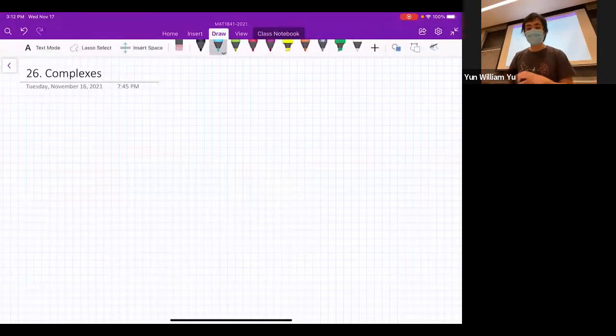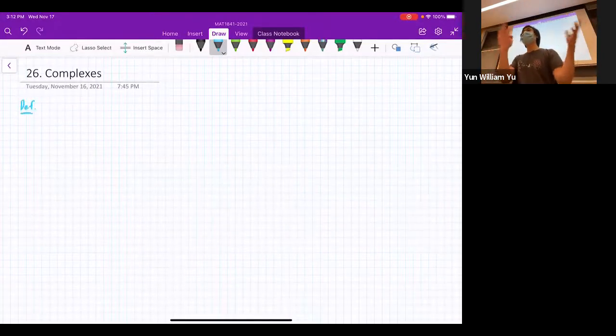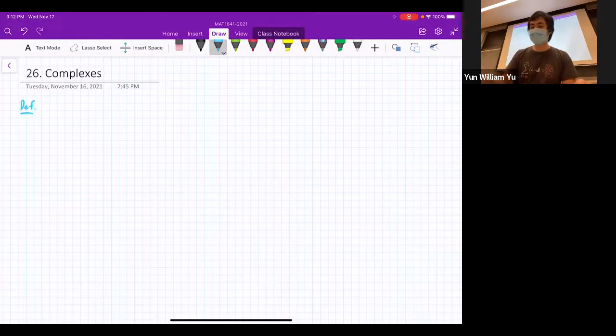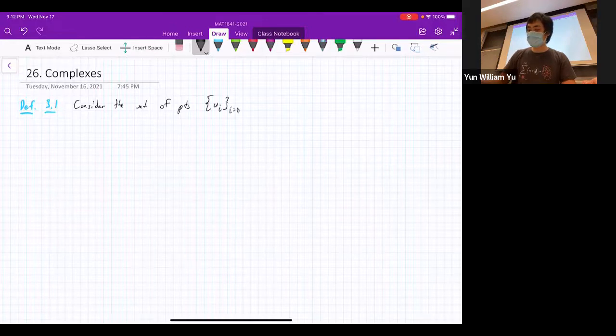We'll just start with some basics, by defining combinations of points. We're going to start a little bit more geometrically, and then we're going to move over to abstract simplicial complexes. This is definition 3.1 in the notes from Melissa McGuirl. We're going to consider a set of points, and we're going to consider affine and convex combinations of them. Say a finite set of points u_i for i equals 0 to n. Then we can define an affine combination.